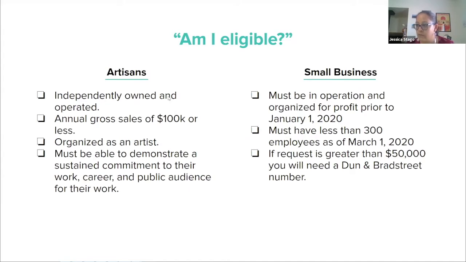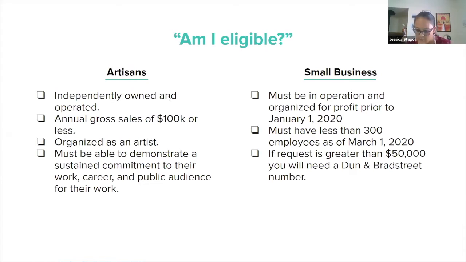We're going to be going over both the Artisans application as well as the small business application. The Artisan application is for $5,000 or less as a grant to your business. And the small business application is basically above $5,000 up to $60,000, I believe.